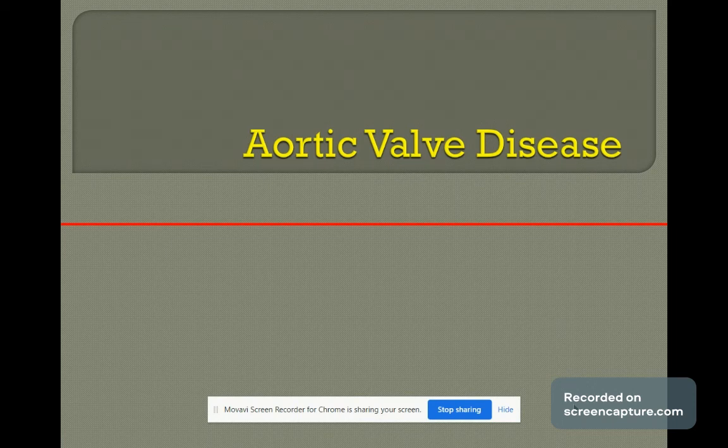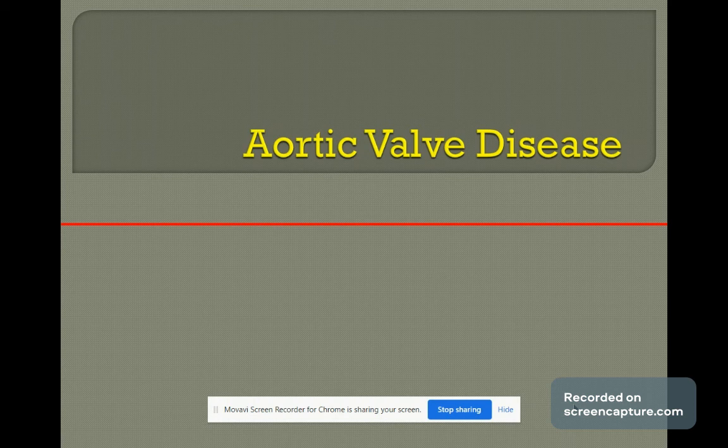The first sound occurs because of the closure of the mitral and tricuspid valves and the opening of the aortic and pulmonary valves. It coincides with, and is equivalent to, the systole, while the closure of the aortic valve and the pulmonary valve coincides with the opening of the mitral valve and the tricuspid valve.